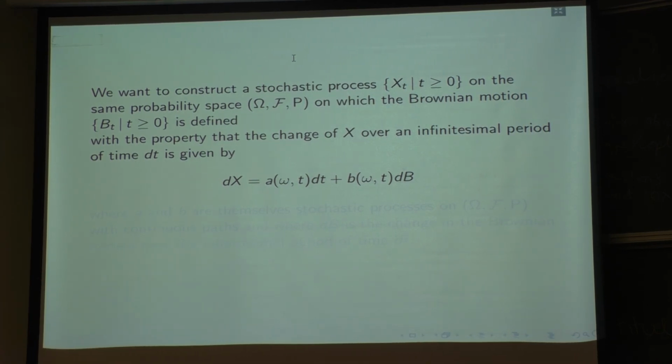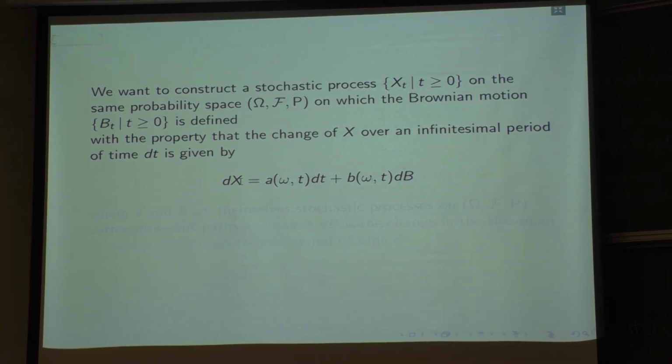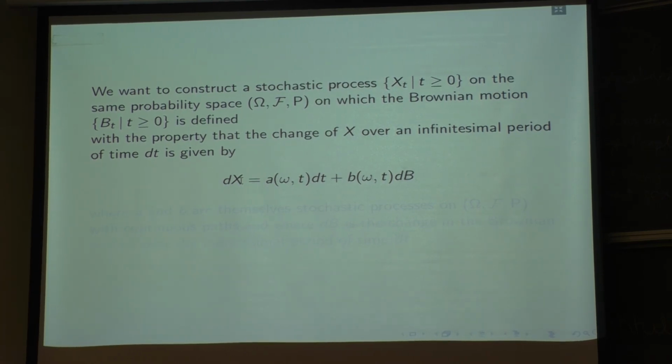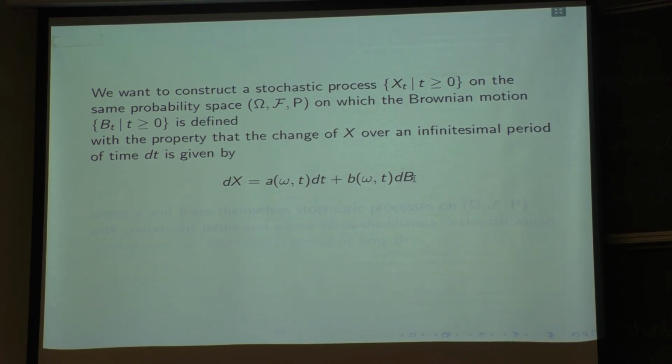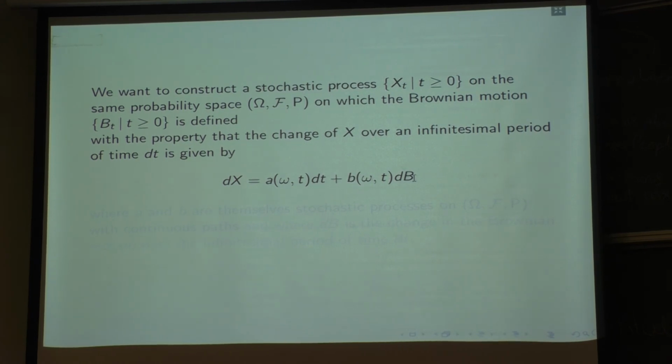And you want this stochastic process to have the property that when you look at the increment in the value of this process x, so if you look at the value of x now and compare it to the value of x after an infinitesimal period of time dt, the change in the value of x has two components. One of them is proportional to the length of this infinitesimal time dt, and the other one is proportional to the change in the position of the particle following Brownian motion over this infinitesimal period of time. And then we said, okay, so you want an x whose dx is defined by this.